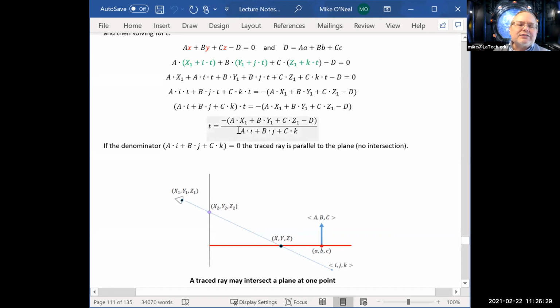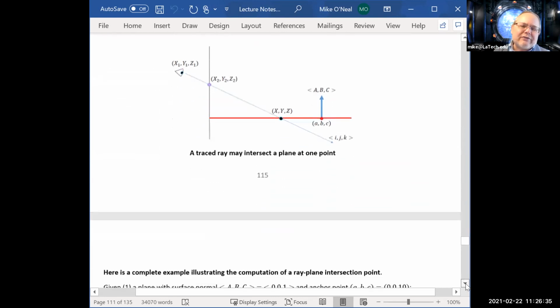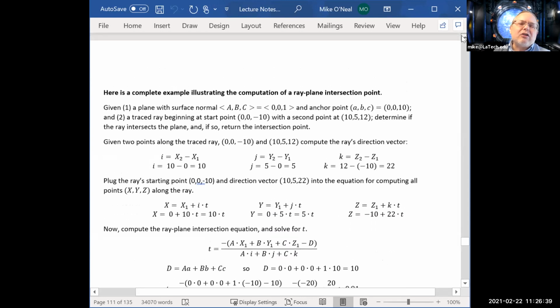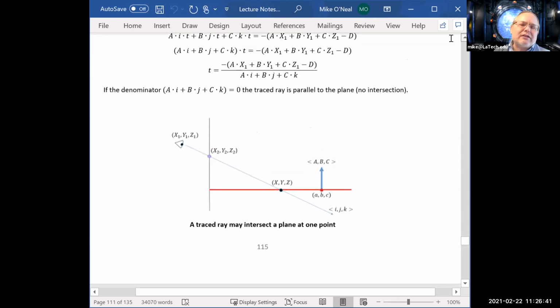Now, this denominator can be 0. If it's 0, all that means is that the ray shooting out of your eye is parallel to the plane and never intersects it, no matter how far you were to go. So that's the way that the equations tell us there's no t.